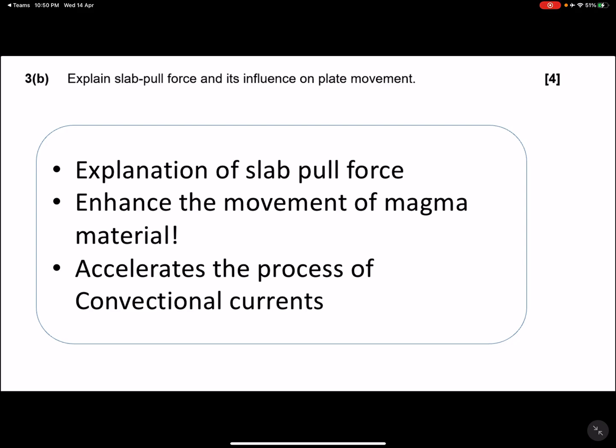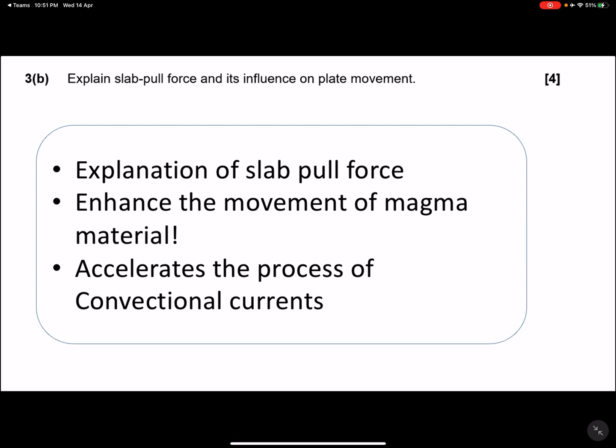It's actually the action of the cool mantle material that is pulling down, sinking into the mantle area towards the inner mantle layer, waiting to be heated up. When it's sinking down, it's actually pulling your crust that is subducting together with it.